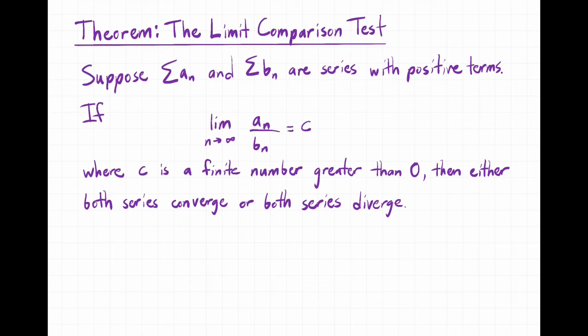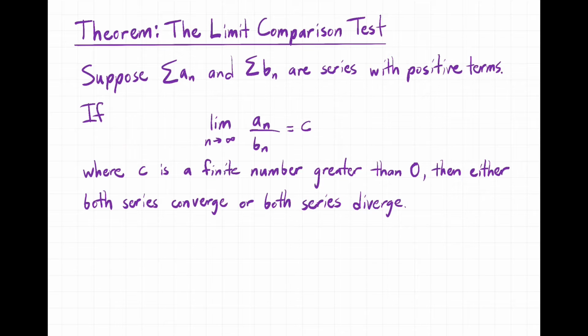A variation on the direct comparison test is the limit comparison test. This is pretty similar to the direct comparison test in that you will take a series that you're interested in studying and compare it to a similar but easier to understand series. But instead of checking whether the a_n terms are always less than or always greater than the terms of the series you're comparing to, you'll take the limit as n goes to infinity of the quotient of the terms of the two series and see what result you get.